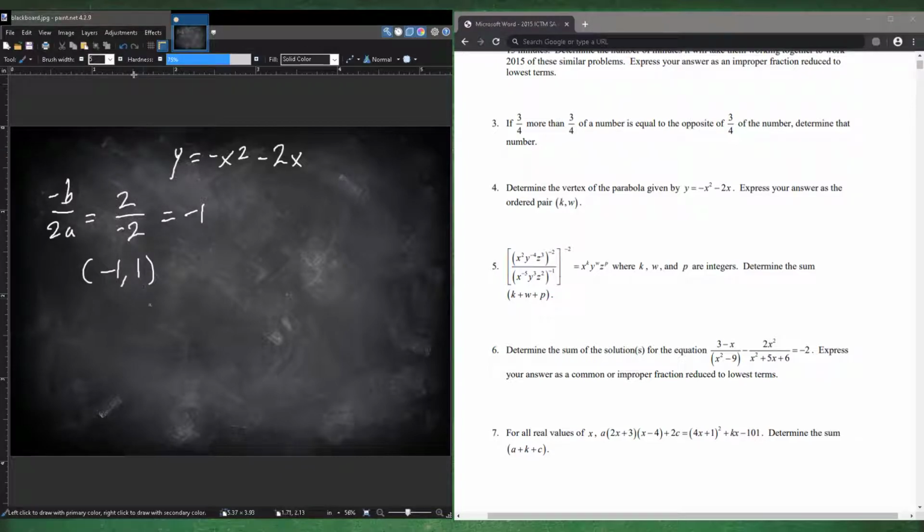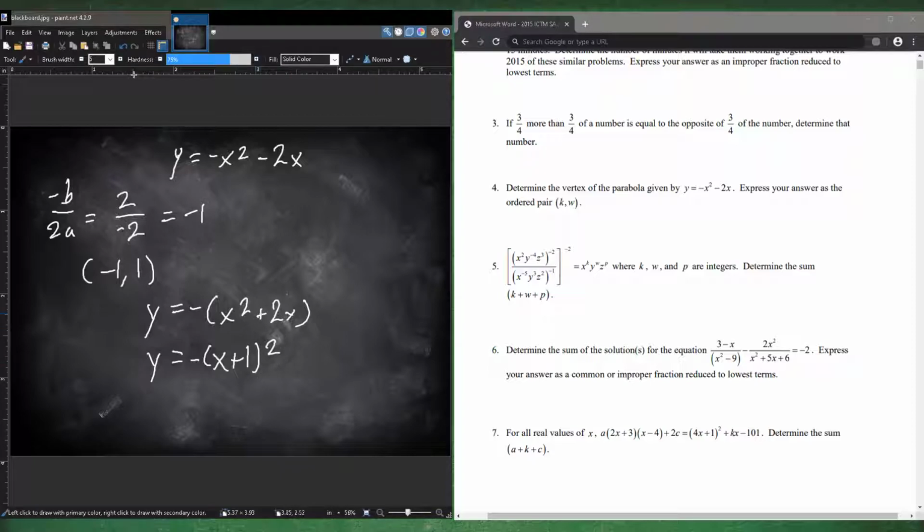So another way you could do it is just use vertex form. So distribute out the negative, so that's x squared plus 2x. So what's half of 2? That's 1. So this is going to be negative x plus 1 squared. So this factors out as x squared plus 2x, right? And then we have a plus 1. So we have an extra plus 1 here.